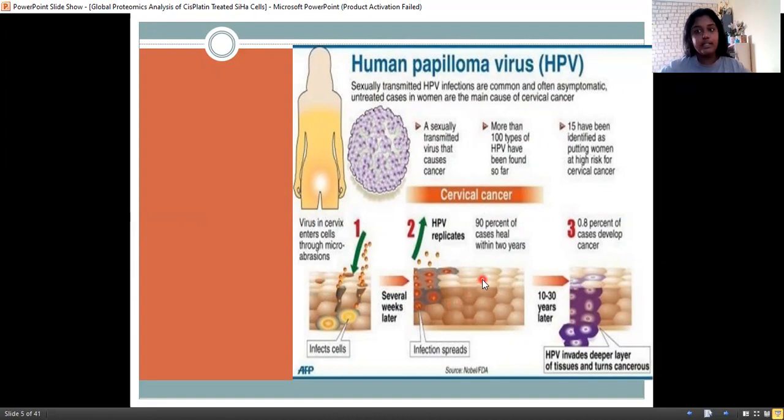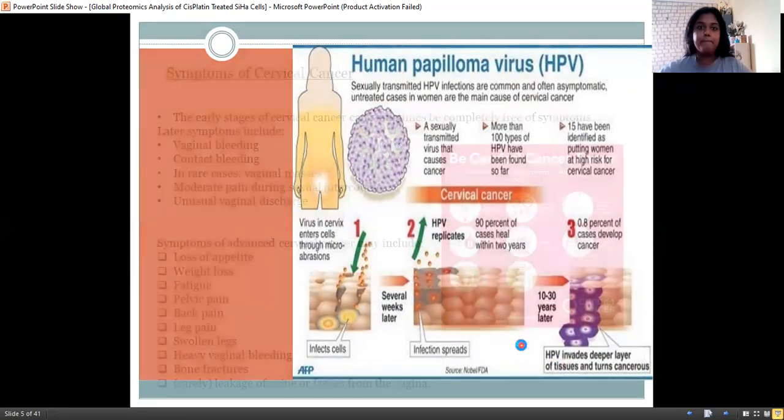90% of such cases actually heal within 2 years. And of these, 0.8% of cases develop cancer. And 10 to 30 years later, HPV can invade deeper layers of tissues and turn cancerous.